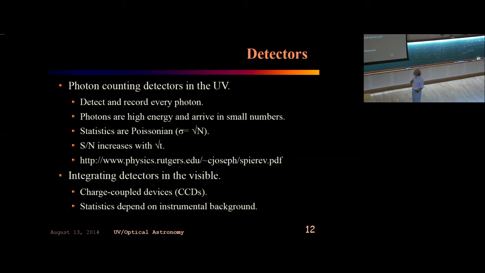What that means is that, let's say I observe a star for 10 seconds. I might get 10 photons. If I observe that star for 100 seconds, I'll get 100 photons. Now, the signal to noise, that is the signal divided by the error, is the square root of the number of photons.